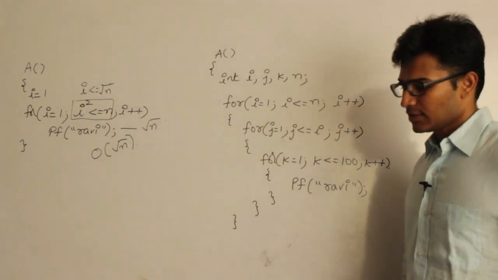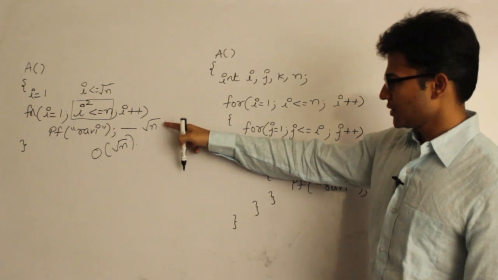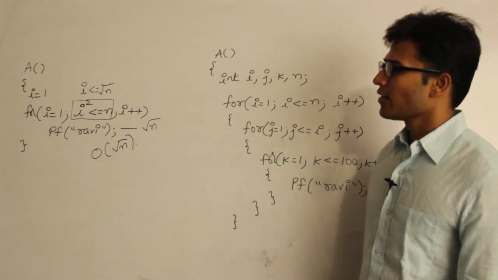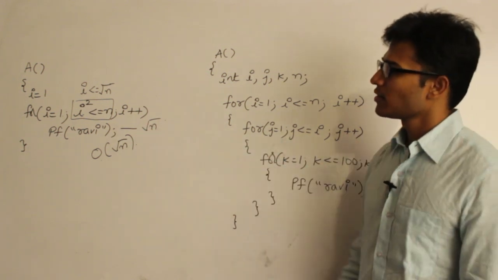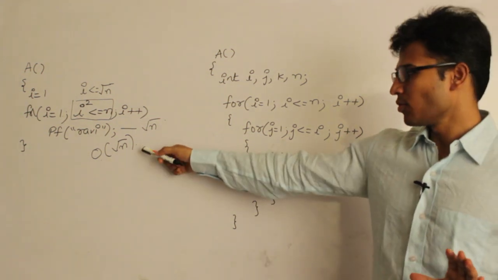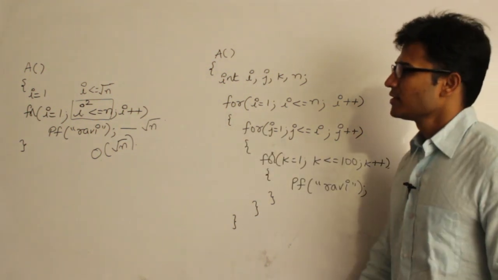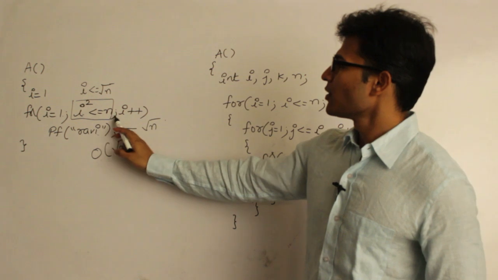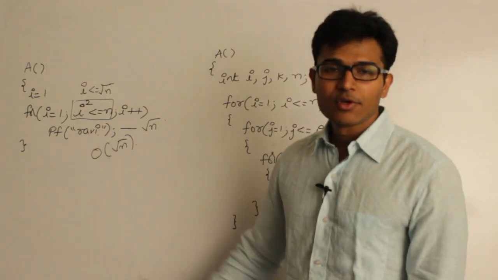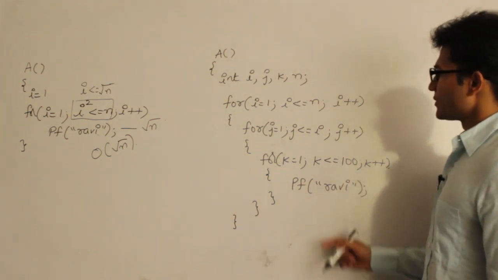And in this case we should observe one thing: the best case is root n, the worst case is root n, and even the average case is root n. Therefore it is even better if you write theta of root n. It doesn't make any difference, either you write big O or theta for such examples. In case there is any break statement depending on something inside the loop, then we could have best case, worst case and everything.